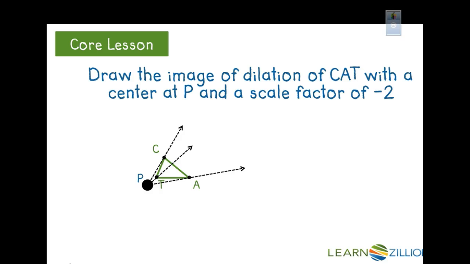Since we're dealing with a scale factor of -2, negative means the opposite of. So our image vertices are going to be in the opposite direction. So our lines need to go through the center in both directions.